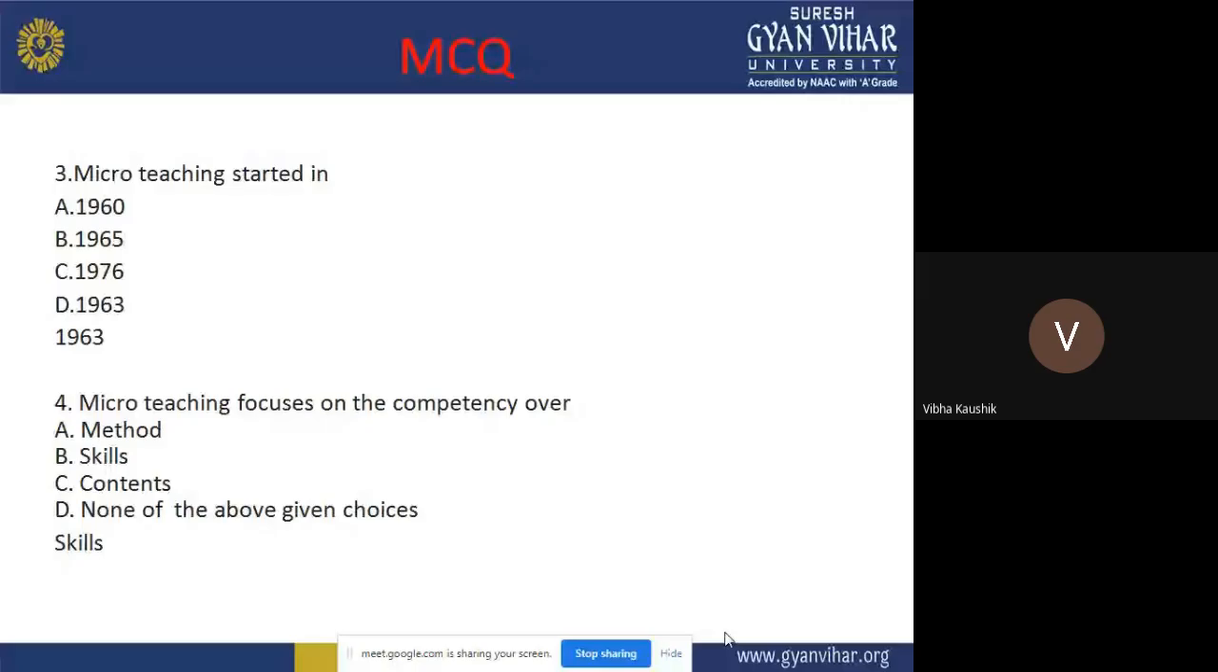Now the fourth one: micro teaching focuses on the competency over what? It focuses on the ability of which thing? Option A, maths, competency over methods. B, skills, the skills that have been used. C, content that has been selected. D, none of the above choices. So the correct answer is option B. That is, micro teaching focuses on the competency of skills.